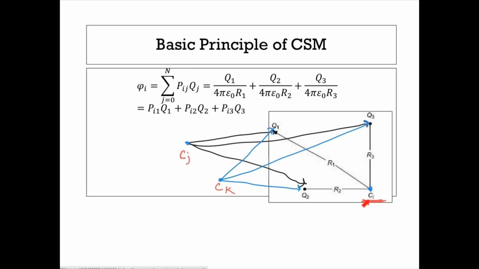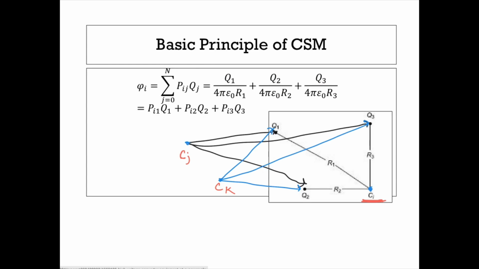Remember, the points Ci, Cj and Ck are the points on the electrode and they are called contour points. So contour points are the points where the electric potential is known to us, and Q1, Q2 and Q3 are the points where we wish to estimate the electric potential. So we have already written the equation for the point Ci, where the electric potential is assumed to be phi i, and it is written in terms of Q1, Q2, Q3 and R1, R2, R3.